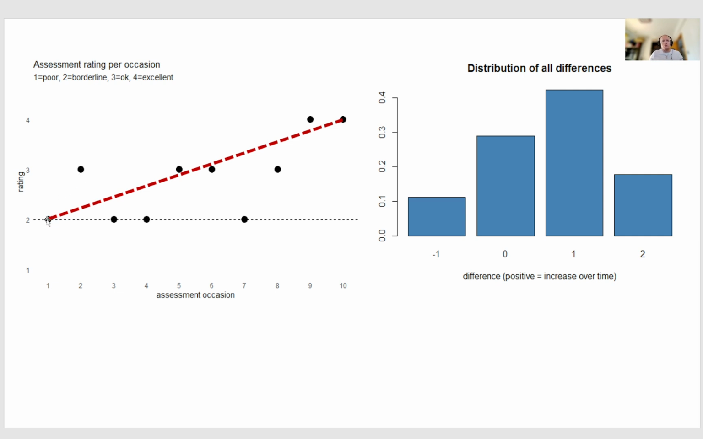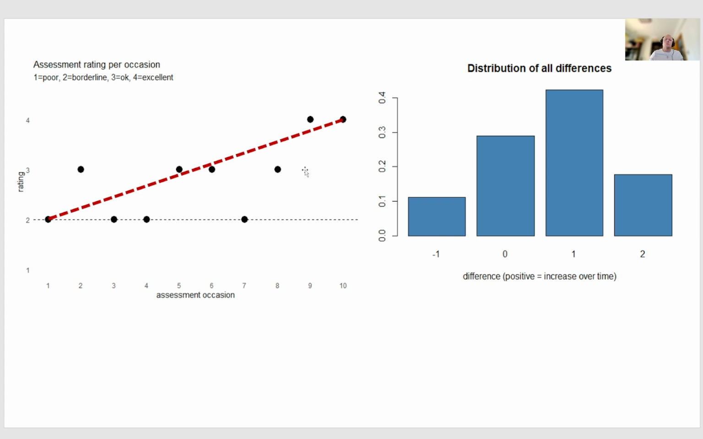Whereas, for instance, from occasion 1 to occasion 3, they result in the same assessment, so that would be a 0 difference. That's what we have here, while from 1 to 2 that would be in this bar here. So that is what we do for all 45 pairs. In this case, the one that we are most interested in is the difference between the first and the 10th occasion. That's 2 ranks. And that is what we find here.